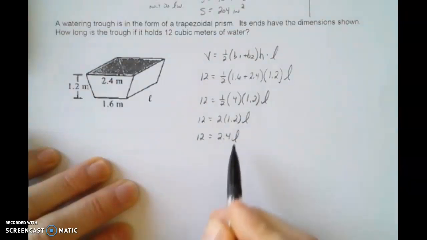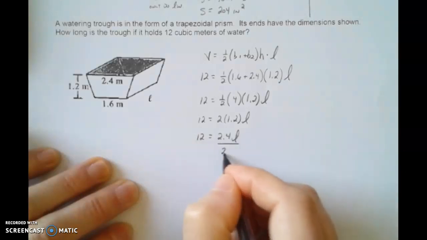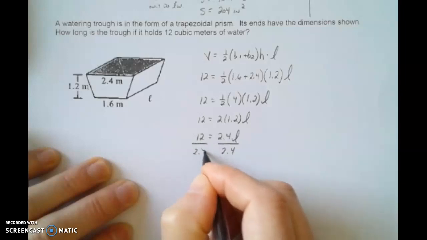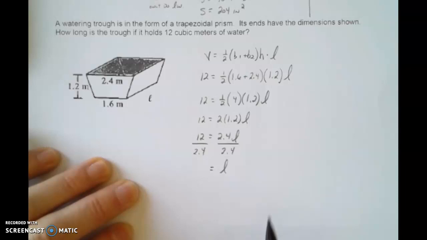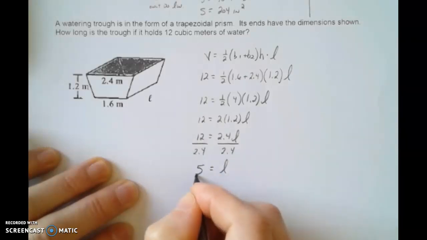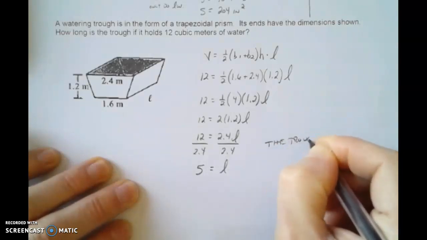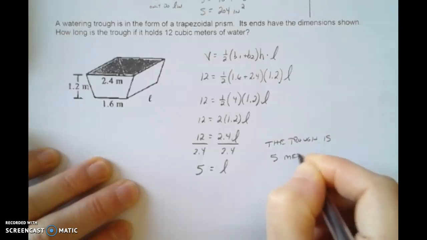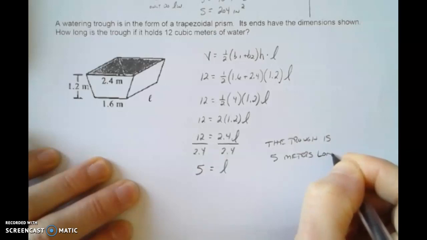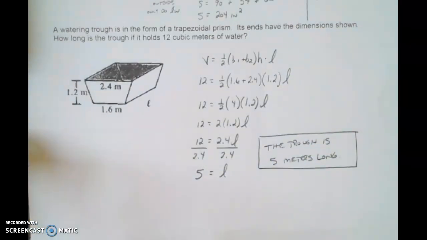So to get the value of L, all I'm going to have to do is divide both sides by this 2 4/10. On the right, that leaves us with the value of L. If you do 12 divided by 2 4/10, you get a value of 5. And so we can say that the trough is 5 meters long. Again, the length of the trough is 5 meters long.